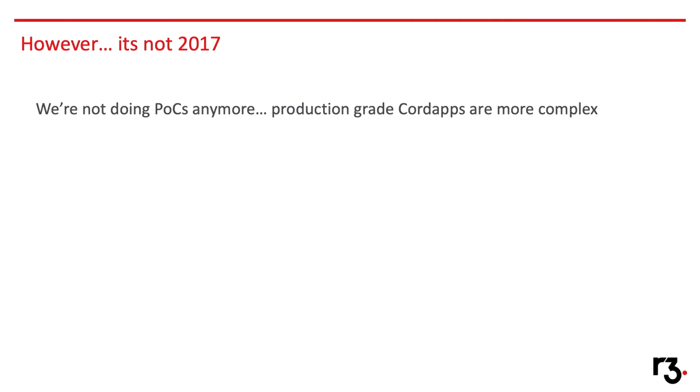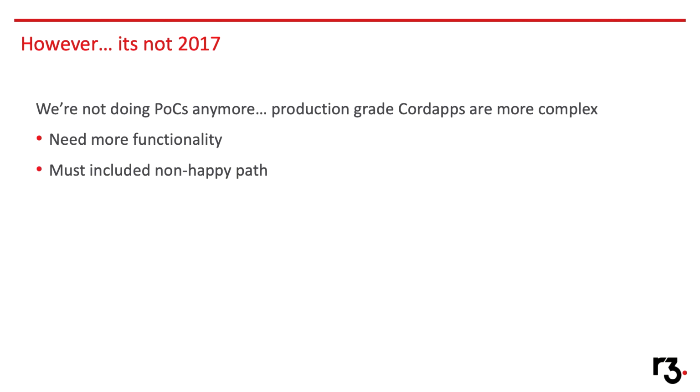However, designing CorDapps has changed somewhat since we started doing it in 2017. Most of us are not doing POCs anymore. Now it's all about getting to production-grade applications. And by their very nature, production-grade applications are more complex. They need more functionality. They need to include inconvenient things like the non-happy path routes through the functionality.